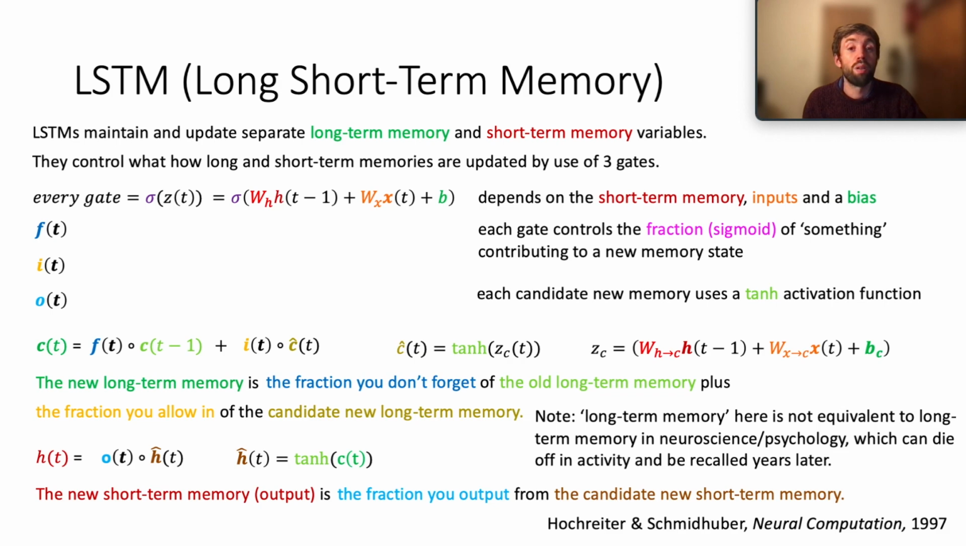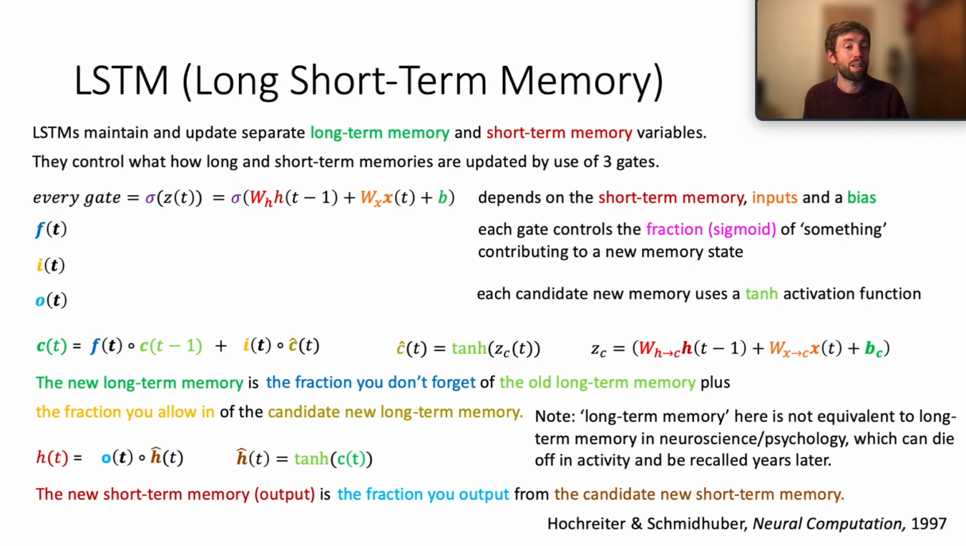However, it's important to note here that the long-term memory in this LSTM model doesn't really seem to be the same thing as long-term memory in the brain. In particular, this is something about some persistent activity state that can stay over many time steps, whereas long-term memory in psychology and neuroscience is something that can go away completely. You're not constantly thinking about it.